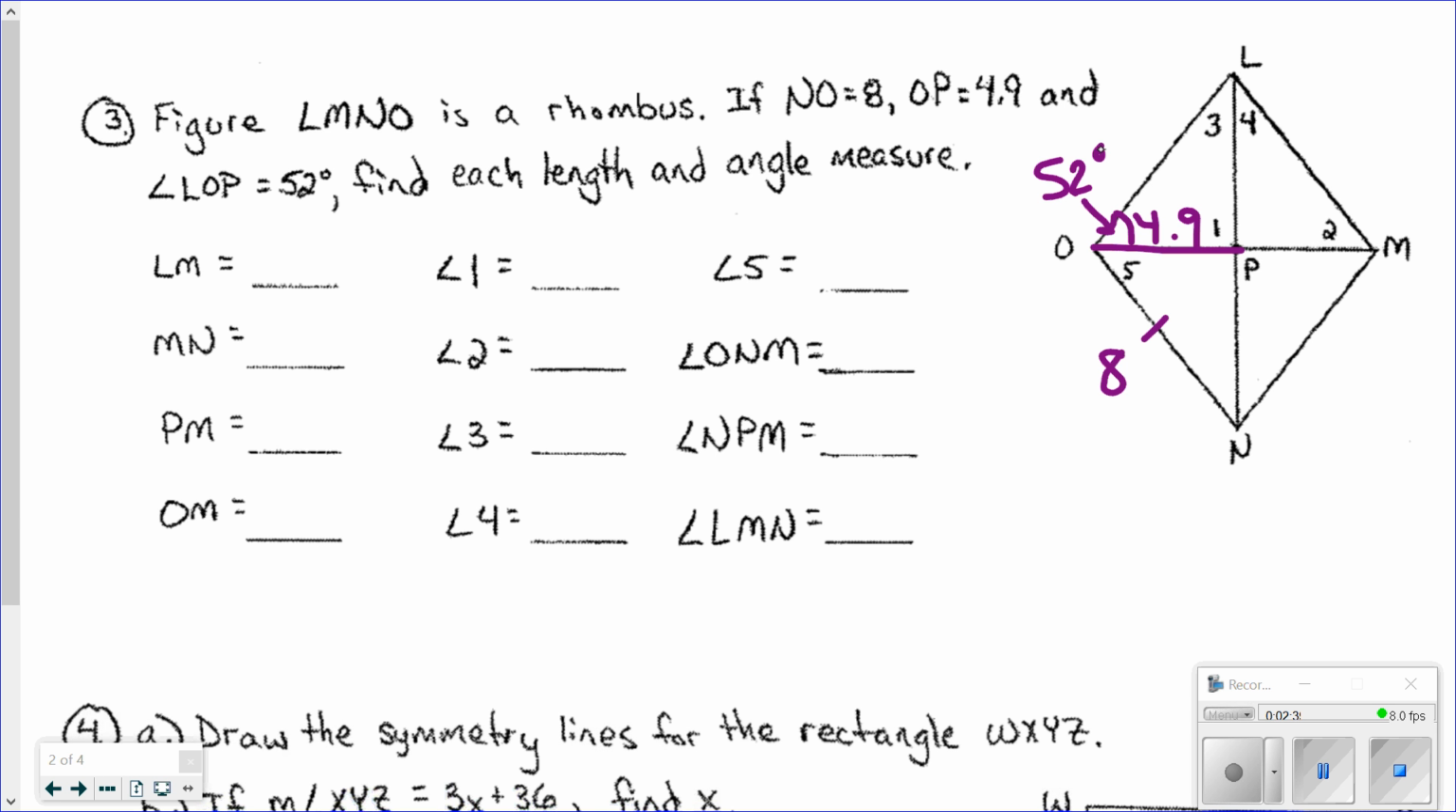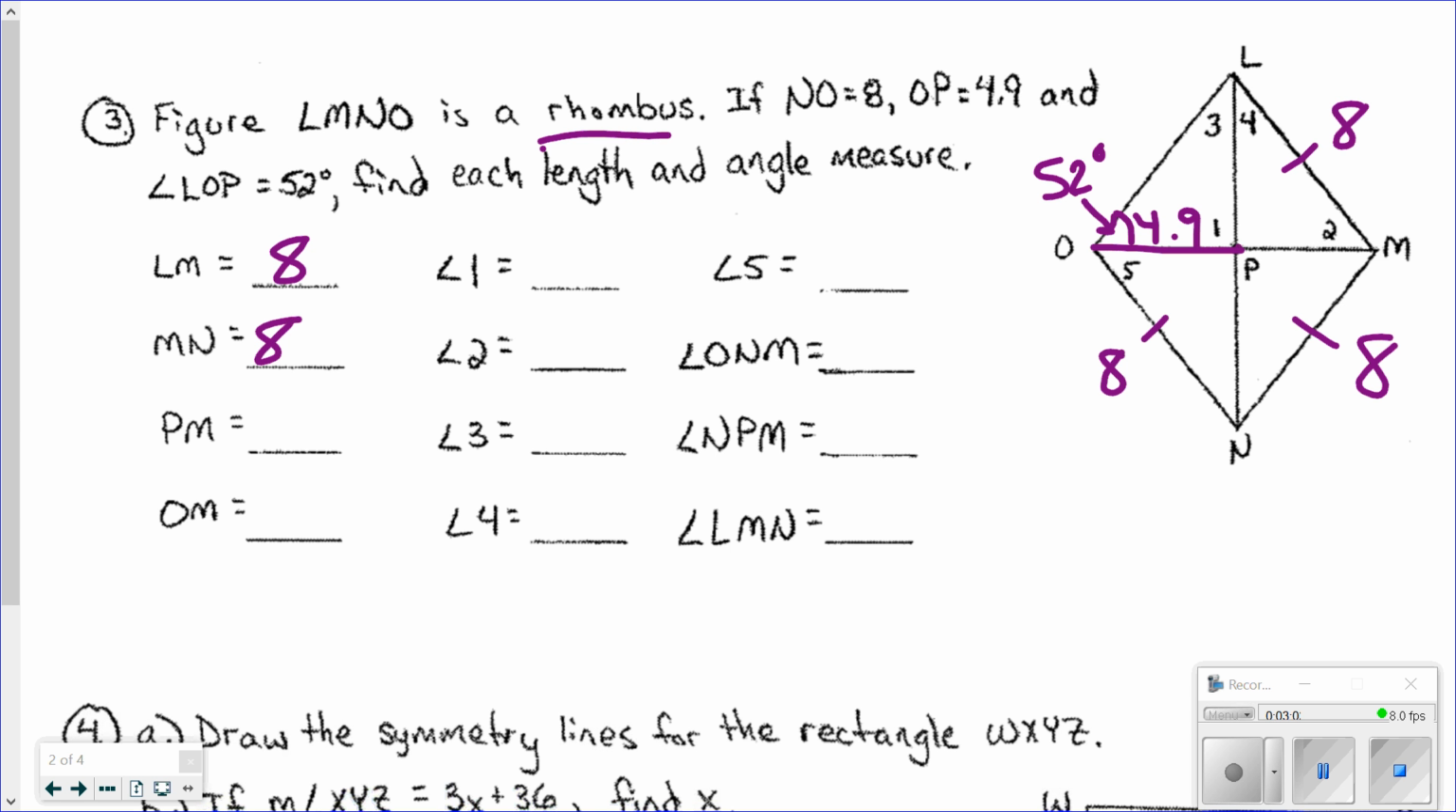All right, so let's start with our side lengths. LM. LM is right here, and we know that this is a rhombus. So the definition of a rhombus is 4 congruent sides. So if ON is 8, LM is also 8. MN, well, MN is another side of the rhombus, which means it has to be 8.